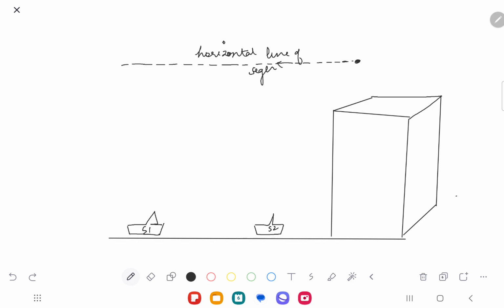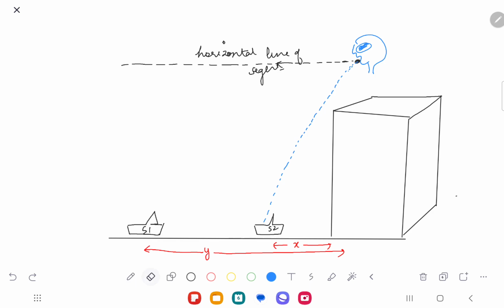And now to look at ship one. So ship one is actually farther away, right? So this distance x is smaller, and this distance x is bigger. Why? So I hope you're understanding this person, from the horizontal line of sight to look at ship 2, don't you think that he will have to lower down his head a little bit more? Yes or no?